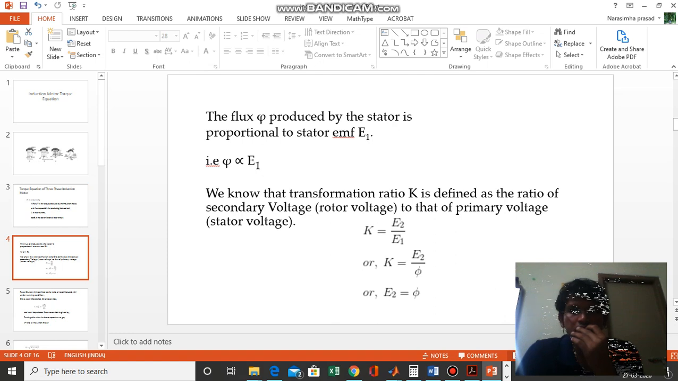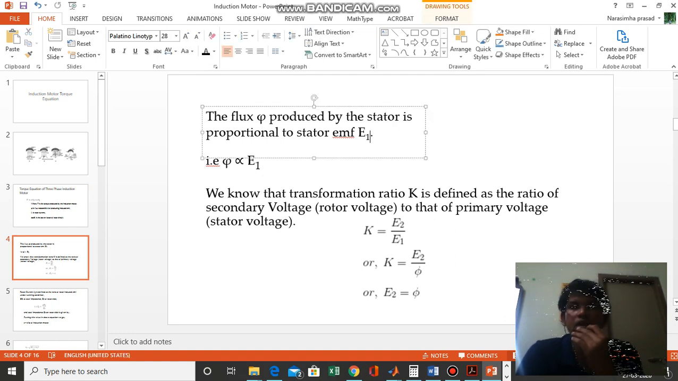The flux phi produced by the stator is proportional to the EMF E1. The induction motor is nothing but a rotating transformer, with the secondary rotating but the primary stationary. The primary is the same in a transformer or an induction motor, but in a transformer it is straight, whereas in an induction motor it is circular in shape, we can say.